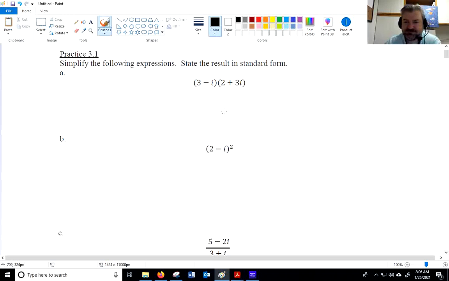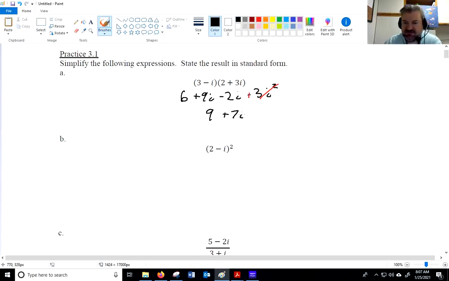Let's take a look. Okay, so this here we'll simply multiply using our FOIL. 6 plus 9i minus 2i minus 3i squared. But we remember that i squared is actually a negative 1, so that makes us a plus 3, making this 9 plus 7i.